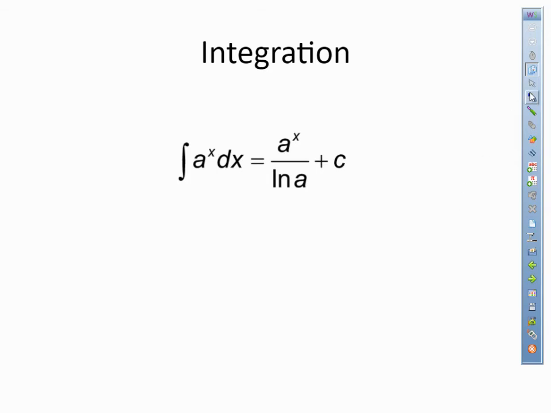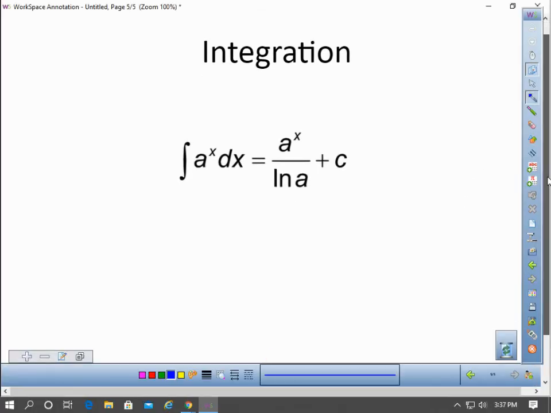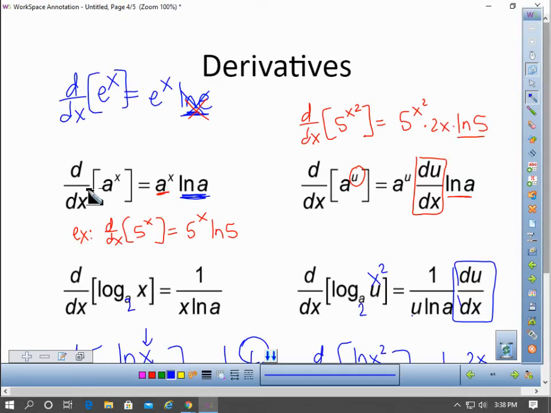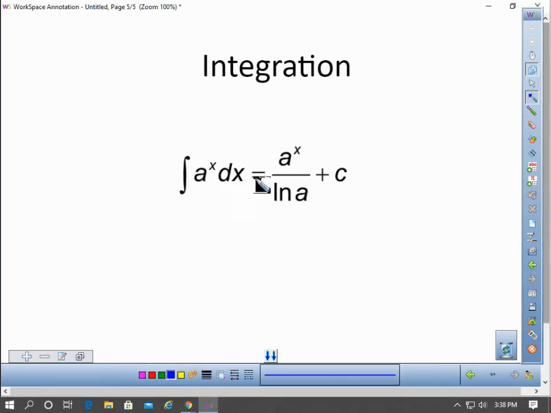All right? Now, integrating, we are going to learn how to integrate a to the x. Well, its derivative is a to the x times ln of a. So the antiderivative is a to the x divided by ln of a. So when you do the antiderivative, you divide by the natural log of a. So that is really pretty easy. Taking its derivative, remember over here, taking the derivative, you multiply by ln of a. So to integrate, you're going to divide by ln of a.